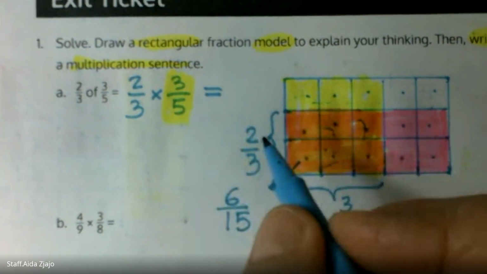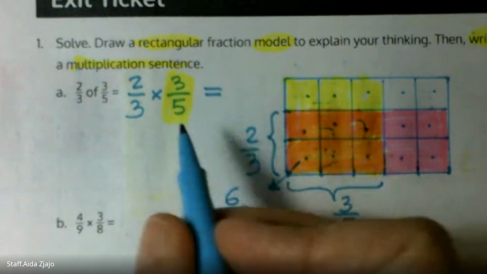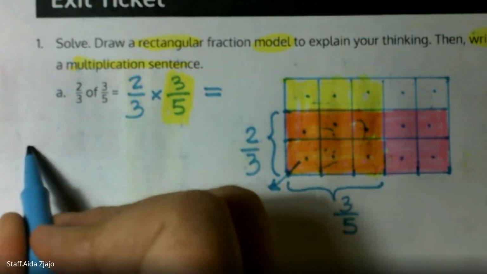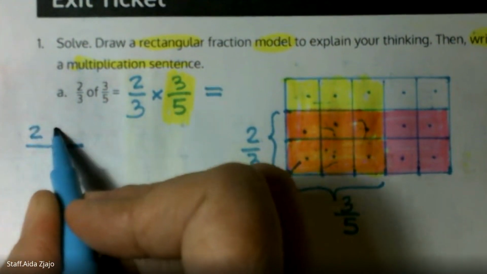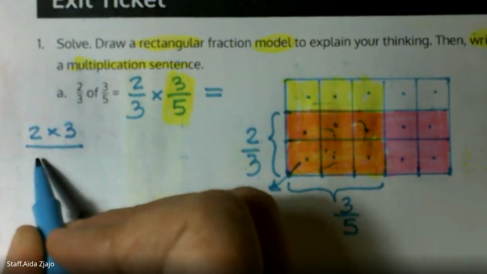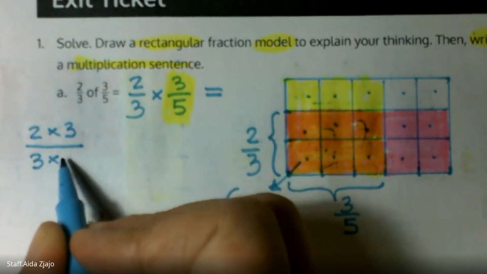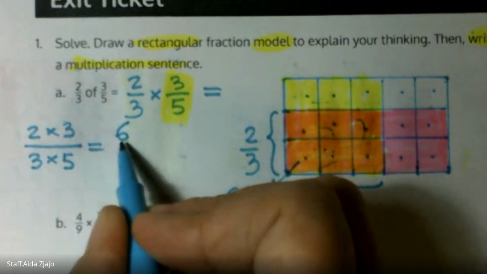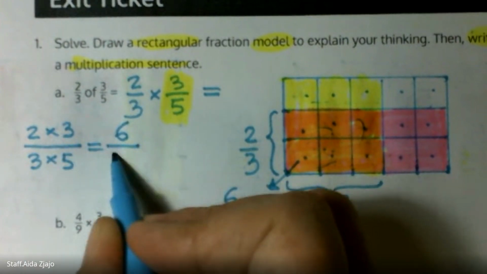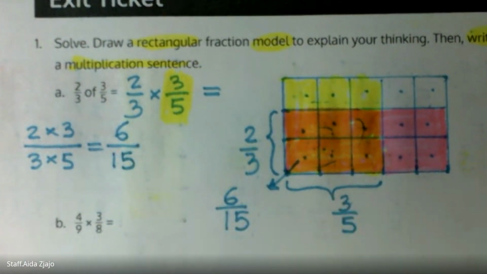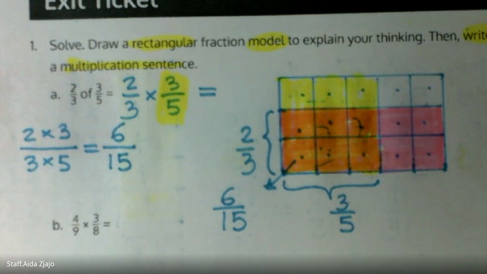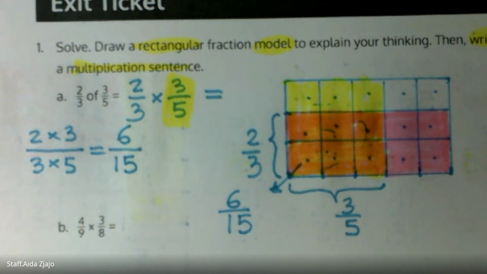So when we do it mathematically, we have to prove it. So 2/3 times 3/5. You're going to do numerator 2 times 3, and then denominator 3 times 5. 2 times 3 is 6, 3 times 5 is 15. So 6/15 is the answer.